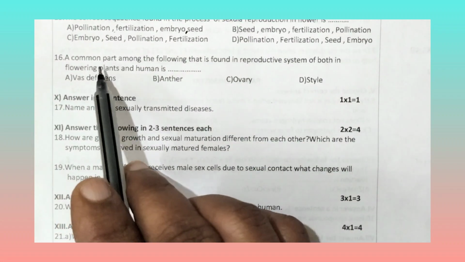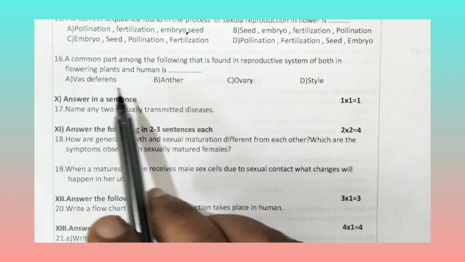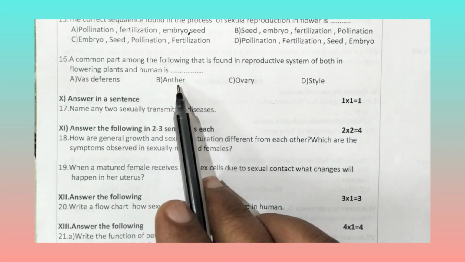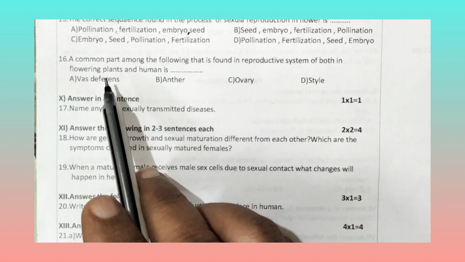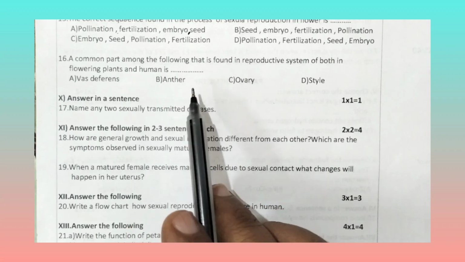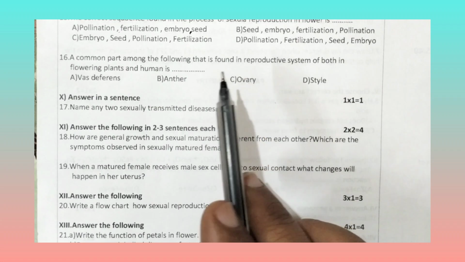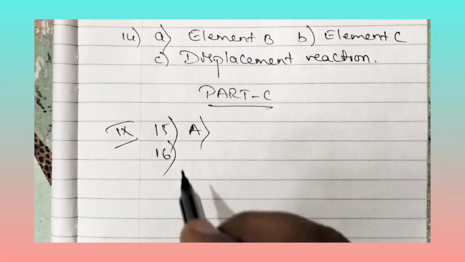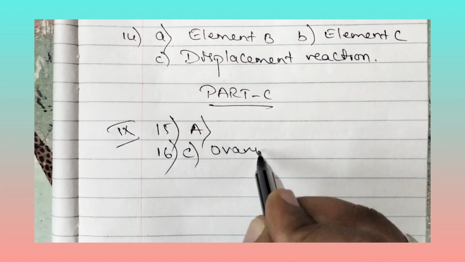Now let us move to the 16th question. A common part among the following that is found in the reproductive system of both flowering plants and human is vas deferens, anther, ovary, style. So among these four options, which we can see in both flowering plants and human, that is ovary. Ovary can be seen in flower, and in human female also it can be seen. So the right answer for the 16th question is option C, ovary.